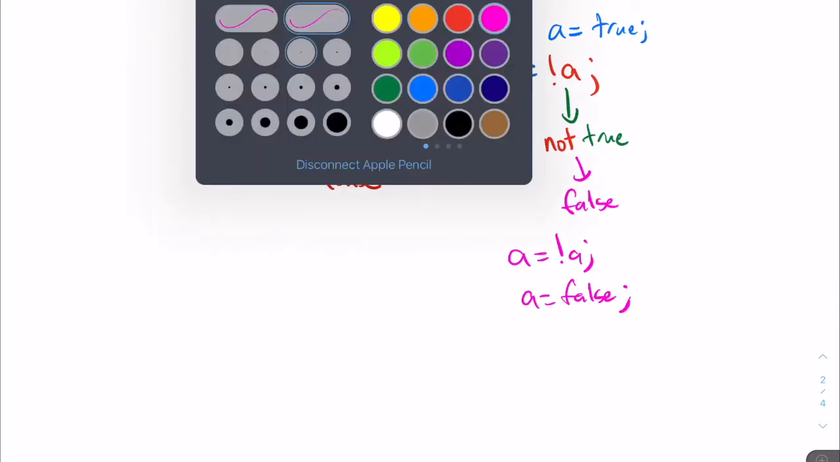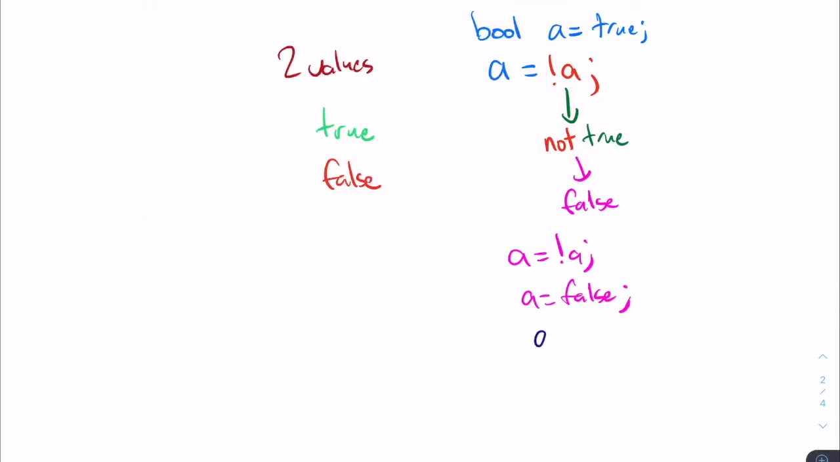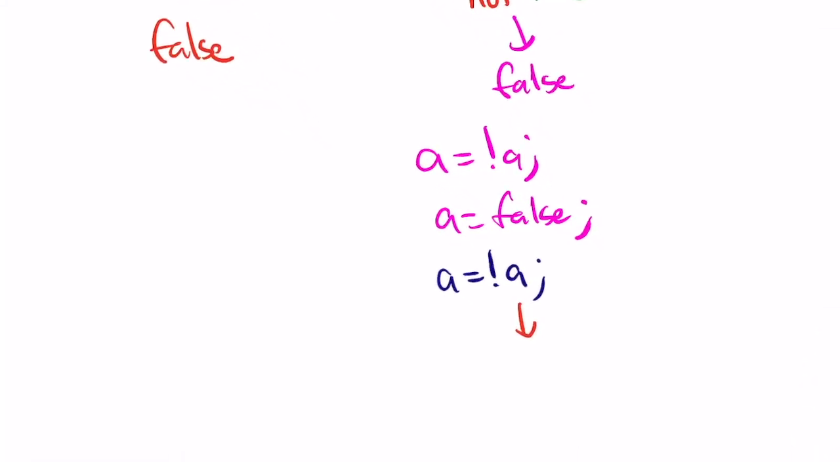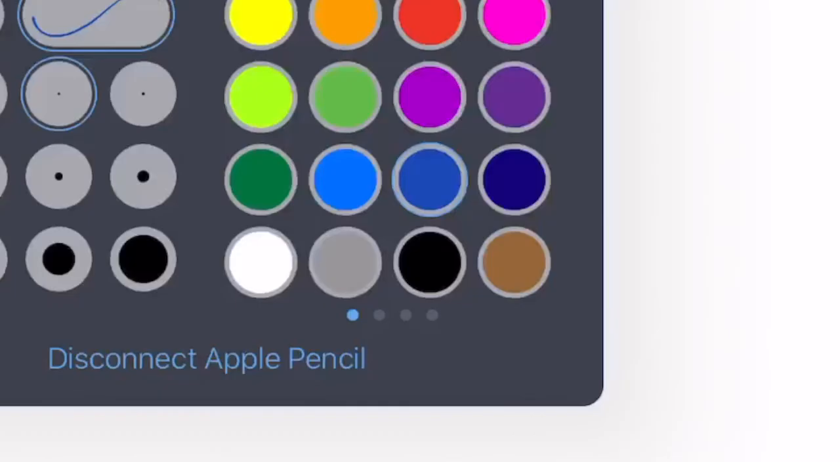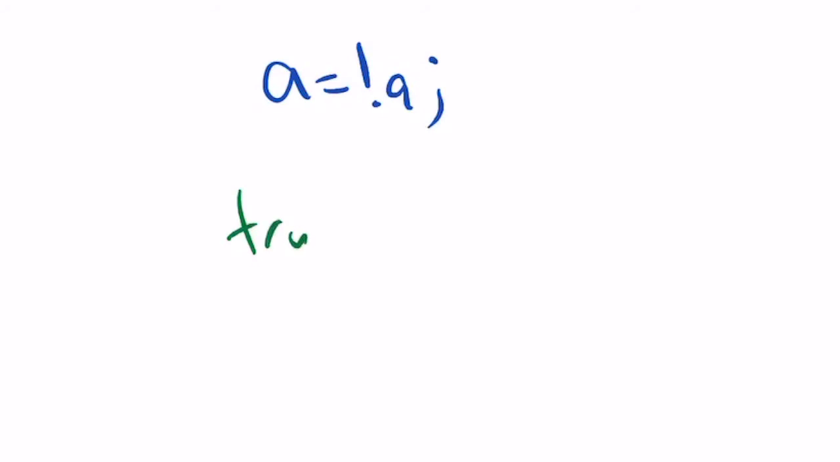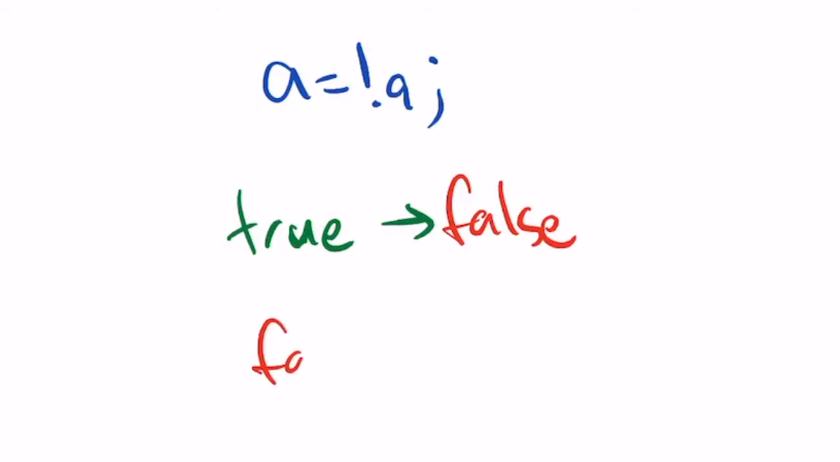Similarly, if we did the exact same thing again, A is equal to not A. A is false right now. But since there's an exclamation point, that means not false. Not false is true. So you can use A is equal to not A as a method of going from true to false and false to true.